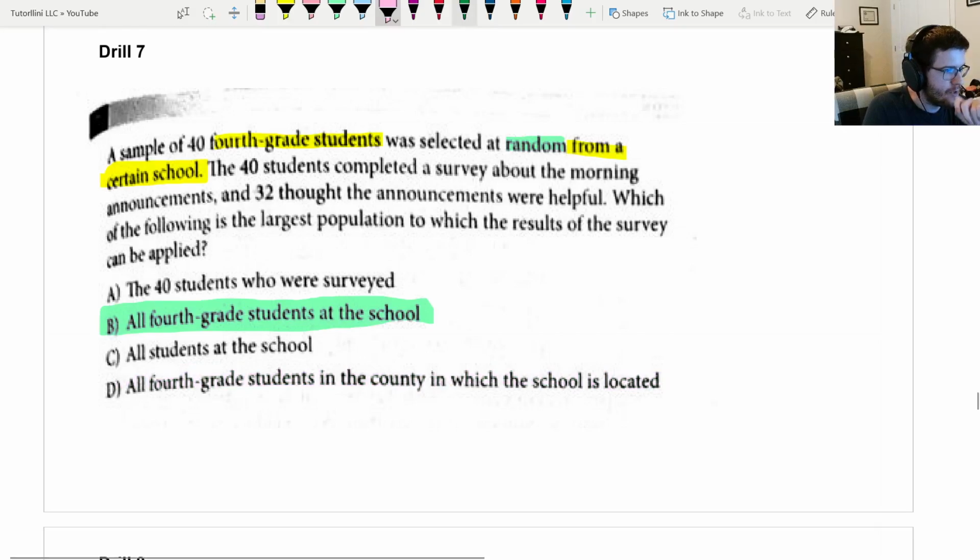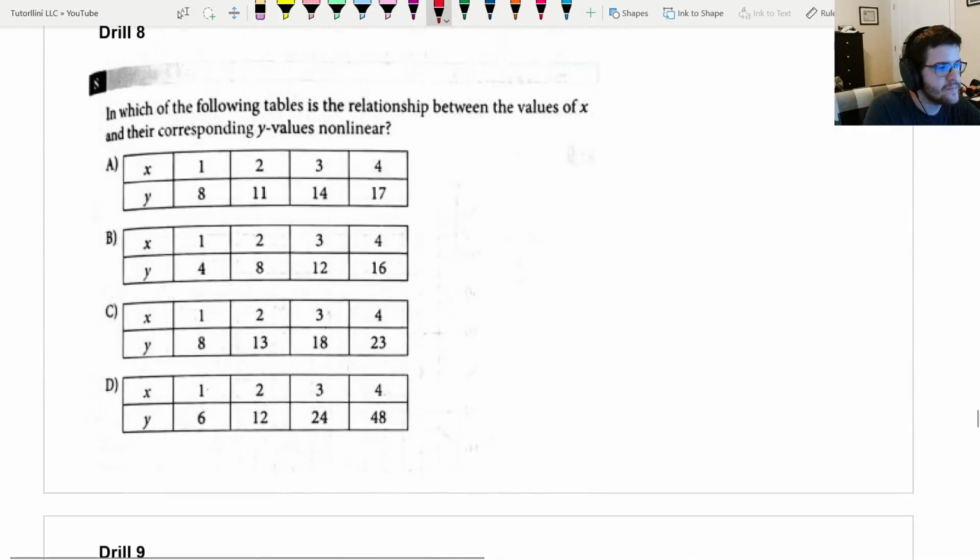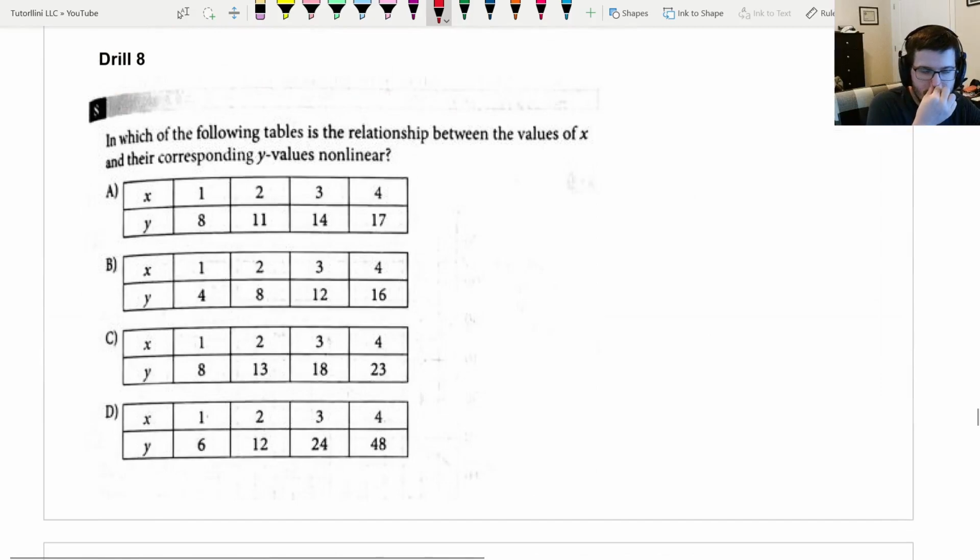Great. So yeah, really just underlining. That's what this question was about. Checking to make sure it's random and then underlining the population. That's it. Okay, drill 8.